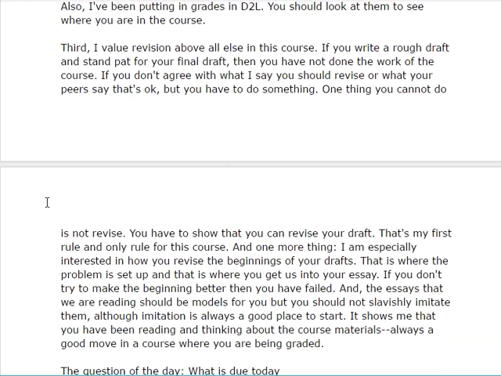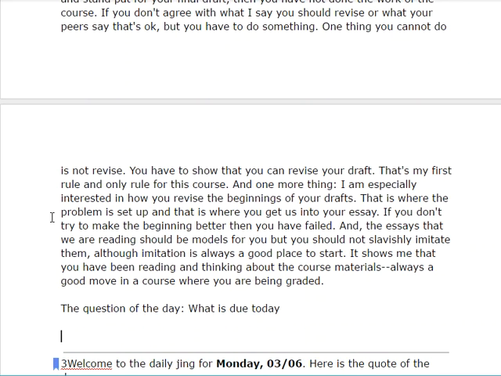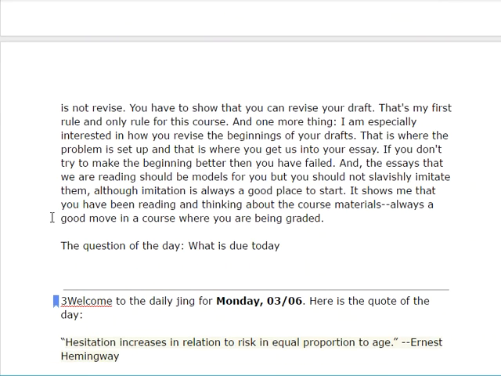Third, I value revision above all else in this course. If you write a rough draft and stand pat for your final draft, then you have not done the work of the course. If you don't agree with what I say you should revise, or what your peers say, that's okay, but you have to do something. One thing you cannot do is not revise. You have to show that you can revise your draft. That's my first rule and only rule for this course.